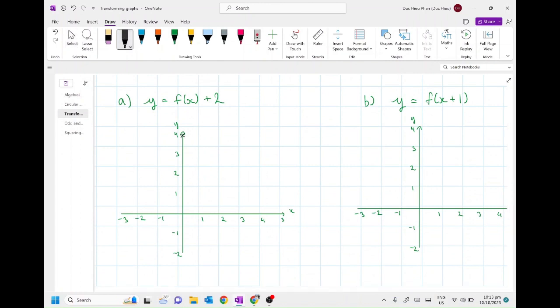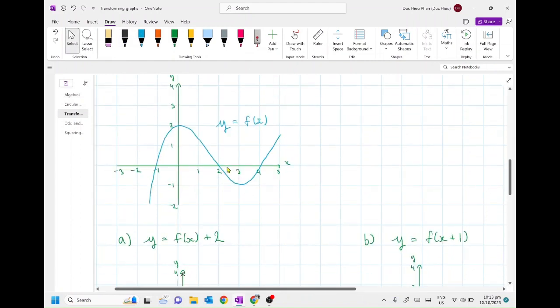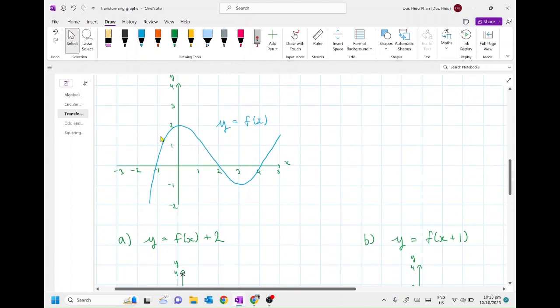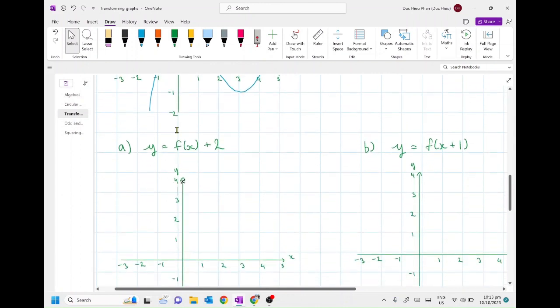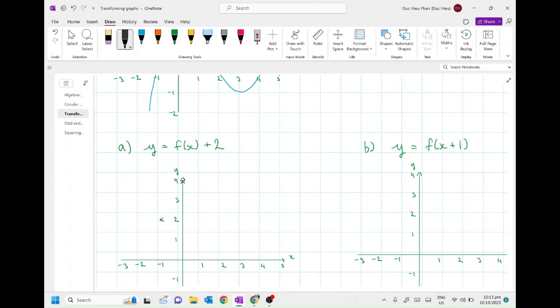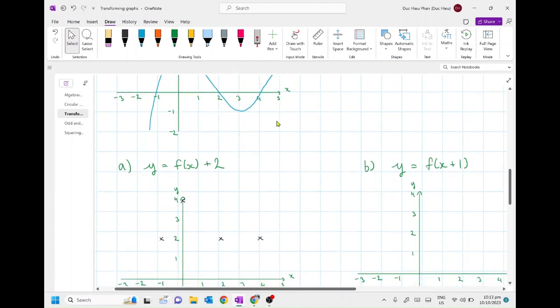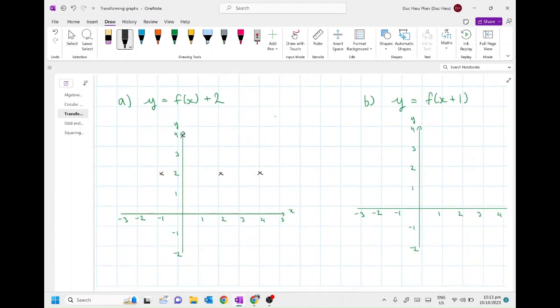So the y-intercept will move to (0, 4). The x-intercepts will move up, keeping their x value and then 2. So this would move up to (-1, 2). This would move up to (2, 2) and (4, 2). The turning point here would also move up by 2. And so you would have this graph.